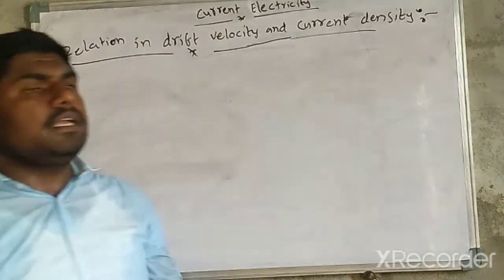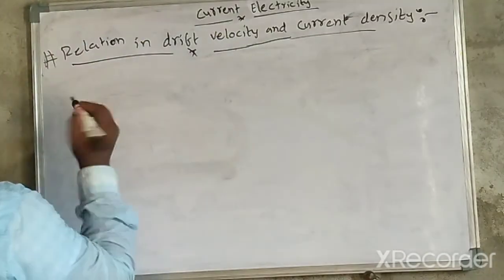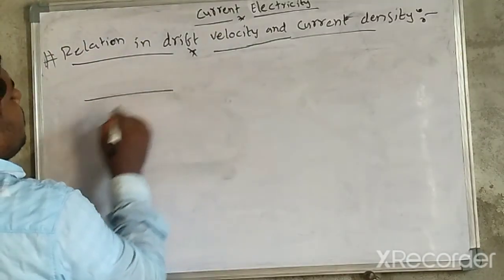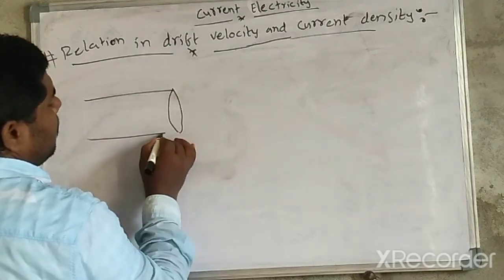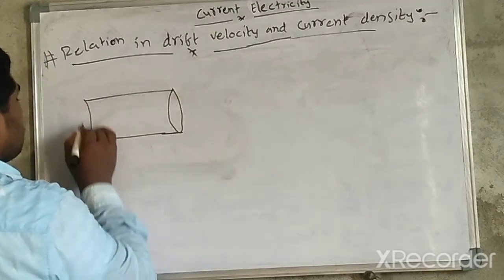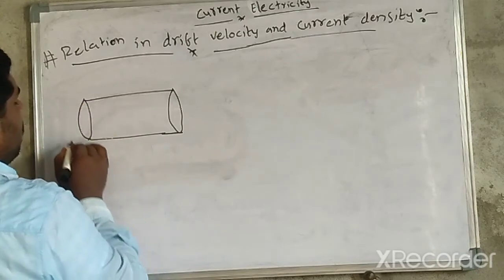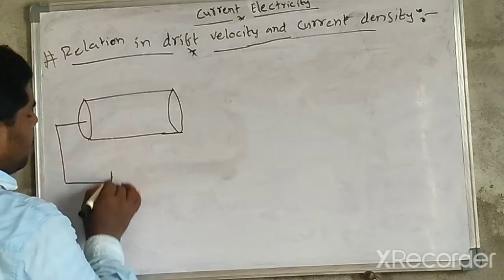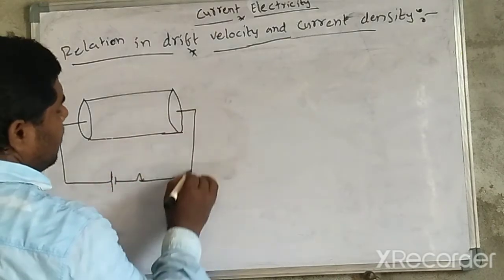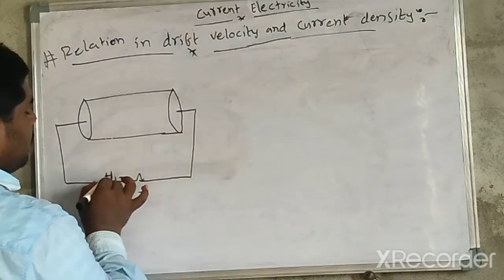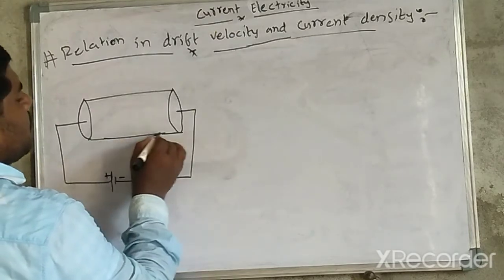So here is the cross sectional area, and this is a cylindrical conductor like this. One side is connected to the battery positive, and the other side to the battery negative through a switch. This is negative, this is positive.